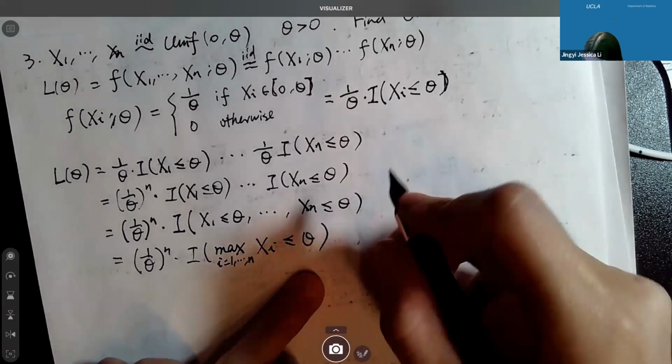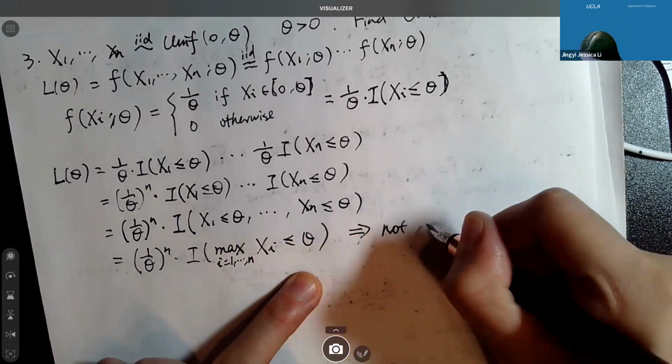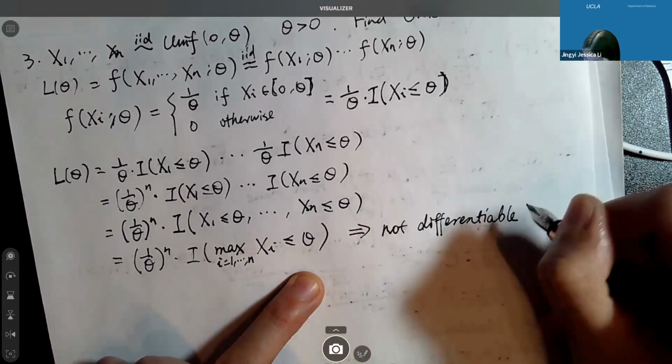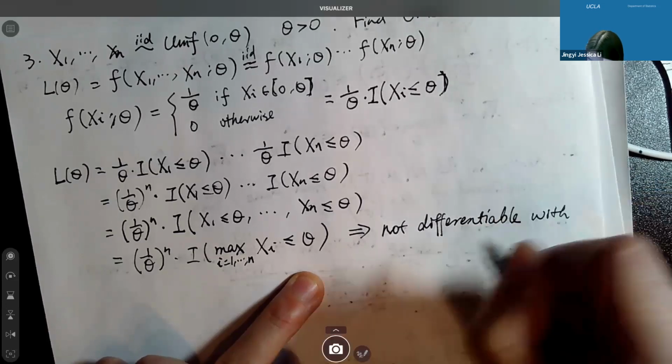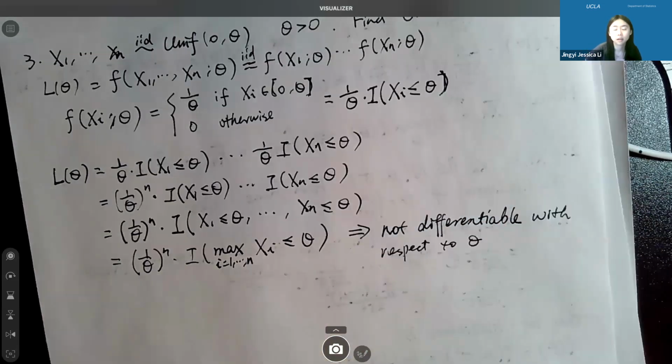This is the key. Not differentiable with respect to theta, because it's a step function of theta. So in this case, we have to think about another strategy, just by the definition of maximizing the function of theta.